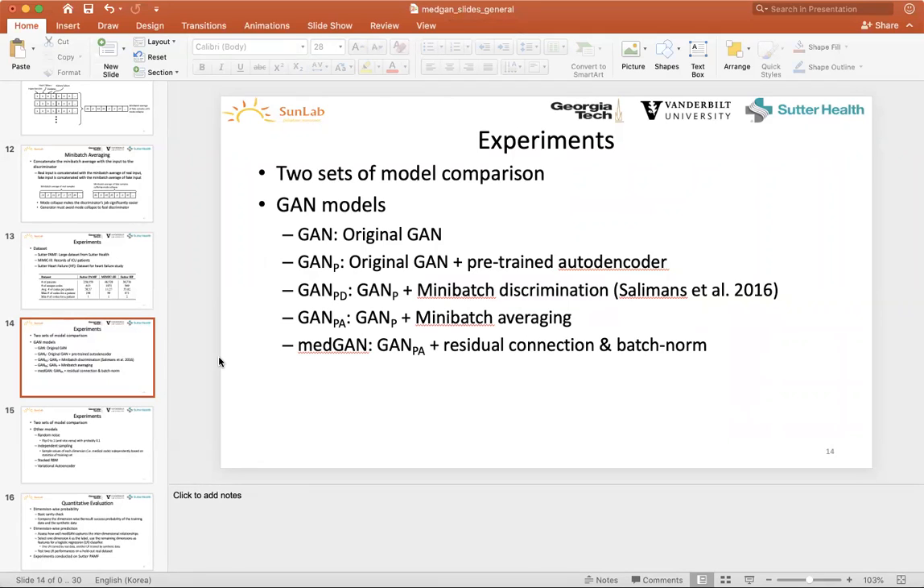Empirically they claim that if you use mini batch discrimination, then your generator generates more varied images. But in the tabular data case, it doesn't work very well. Mini batch averaging is way better than mini batch discrimination, but I'll show that empirically. All right, so the ablation study. There's just the simple GAN, the pre-trained autoencoder GAN, two types of techniques to avoid mode collapse, and then the final version, which adds the residual connection to the generator.